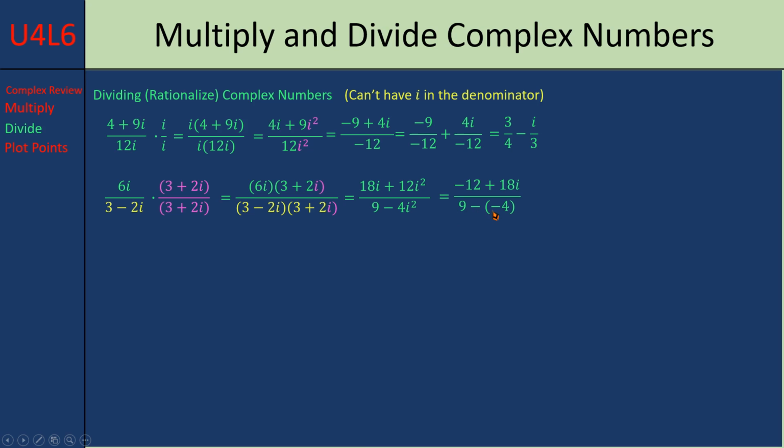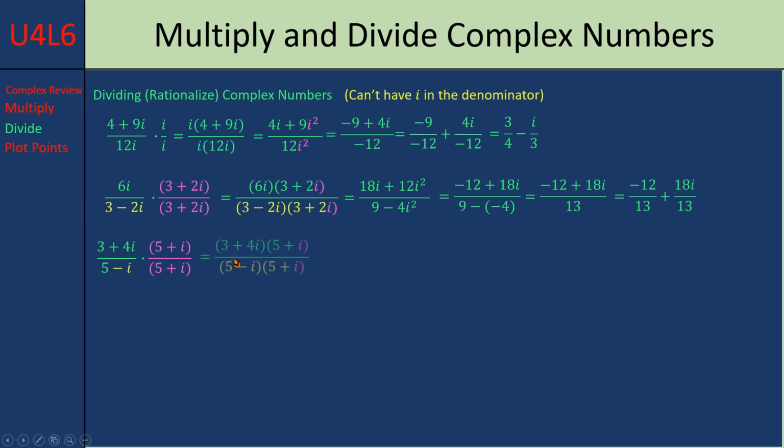See, 9 minus -4. And here I have -12 plus 18i here. See? So I have 13 at the bottom. And you can split this into a real part, imaginary part. So -12 over 13 plus 18i over 13. Same thing here. I'm going to do it again. I'm going to do it by the conjugate. So I multiply by 5 plus i.